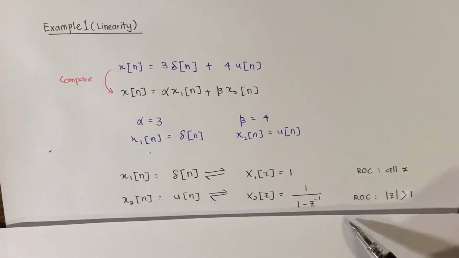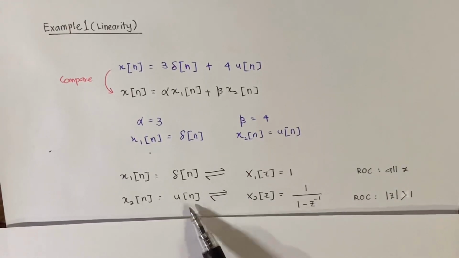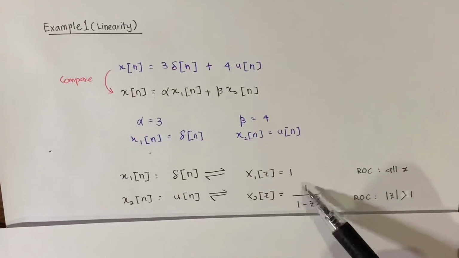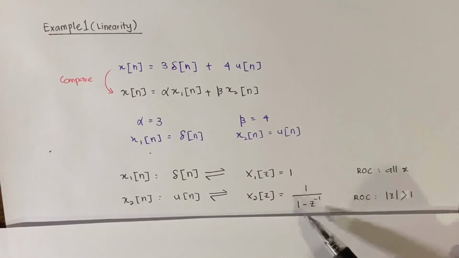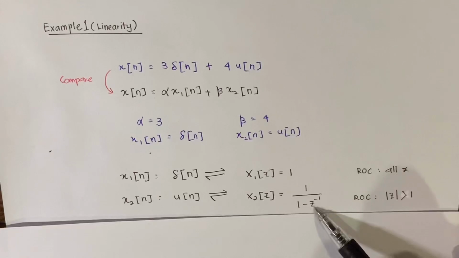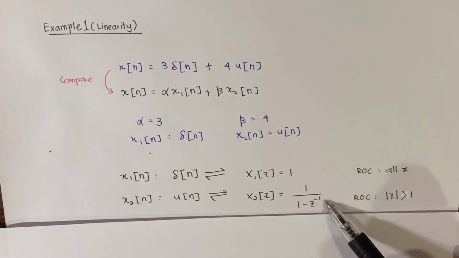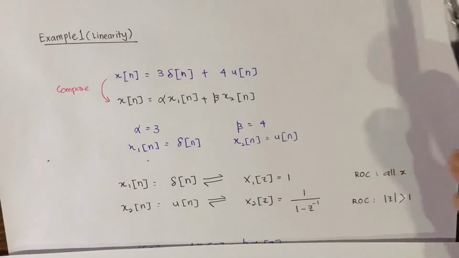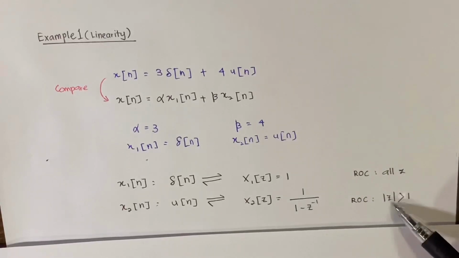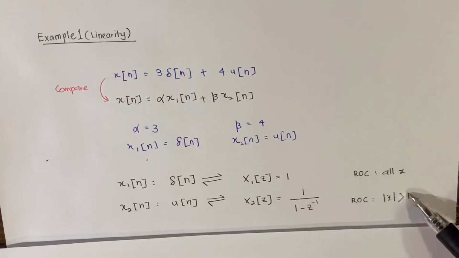Refer to the table of Z transform pairs. For u[n], you will get 1 over 1 minus z to the power of negative 1. The ROC is the magnitude of z greater than 1.